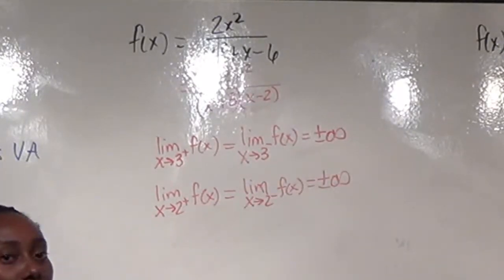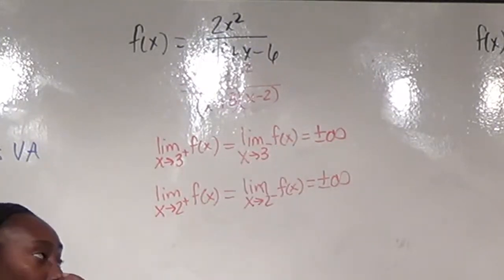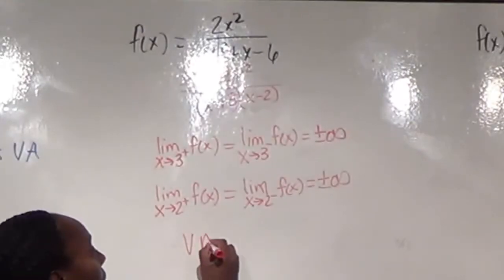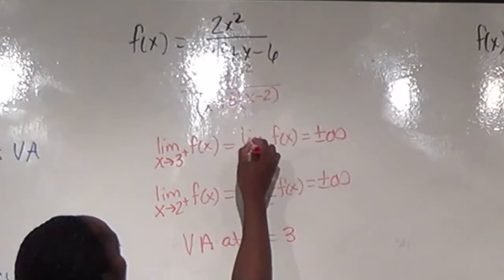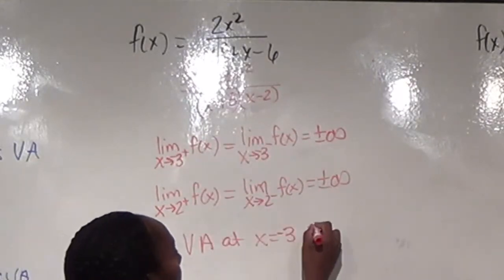Okay? And again, I don't care if it's positive infinity or negative infinity. The fact that it goes to one or the other tells me I have vertical asymptotes at x equal negative 3 and 2.